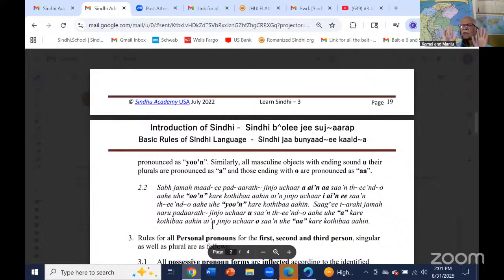Now, this is a simple rule. It's not complicated. When you use it, you will automatically start saying it without thinking twice. Kitab, plural will be kitaba. Phone, phona.